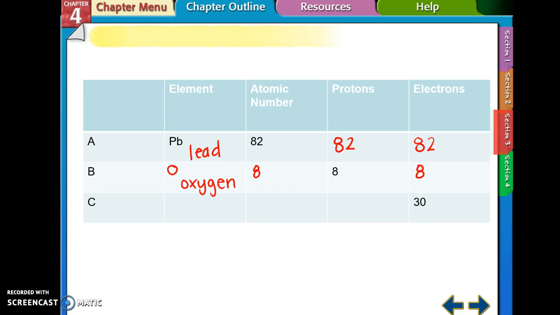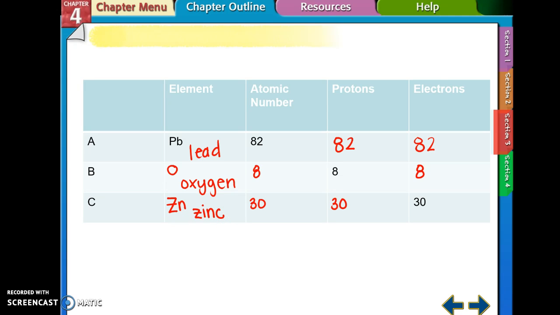And then let's look at C. So, question C, we've got 30 electrons, and since our electrons equal our number of protons in an atom, we're going to have 30 protons, and the atomic number is going to equal 30. So, what element is number 30? That would be zinc. So that's going to be Zn is its symbol, and its name is zinc, Z-I-N-C.